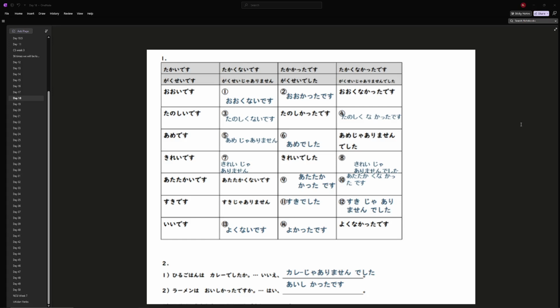Atatakai desu. This is pleasantly hot. Okay. Atatakakunai desu. It is not warm. Okay. Present is in the second column. Yeah, kata's all past tense. Okay.